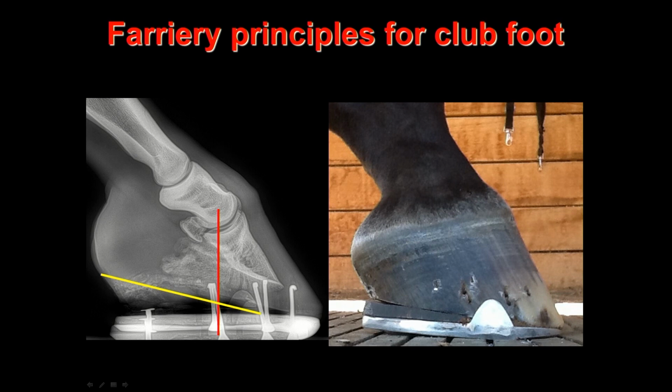Our farrier principles here, again, is to realign the bone so it has a better relationship with the ground. So we trim the foot according to the yellow line. Gives the bone a better relationship with the ground.